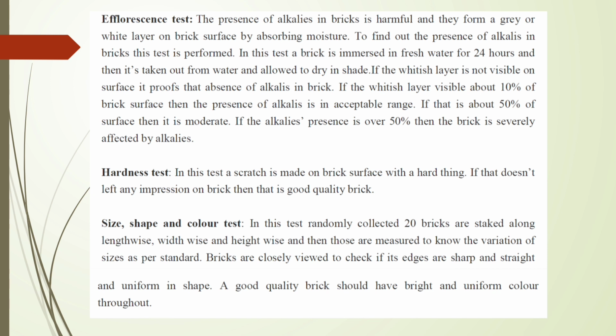If the whitish layer is visible about 10% of brick surface, then the presence of alkalis is in acceptable range. If that is about 50% of surface, then it is moderate. If the alkalis presence is over 50%, then the brick is severely affected by alkalis.